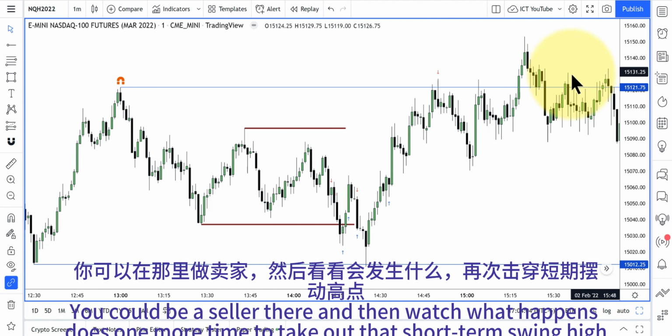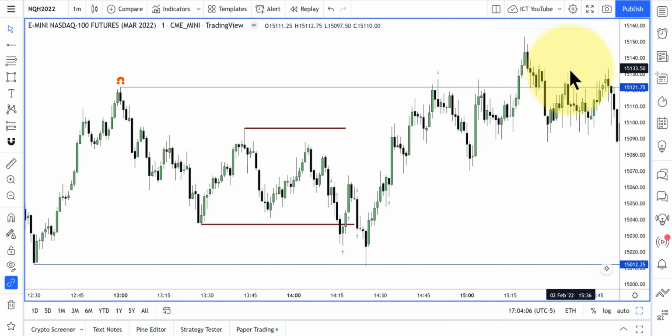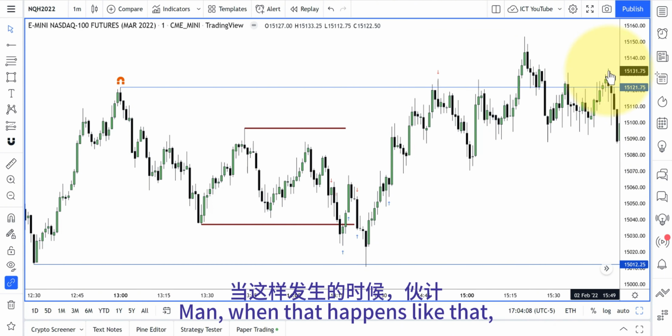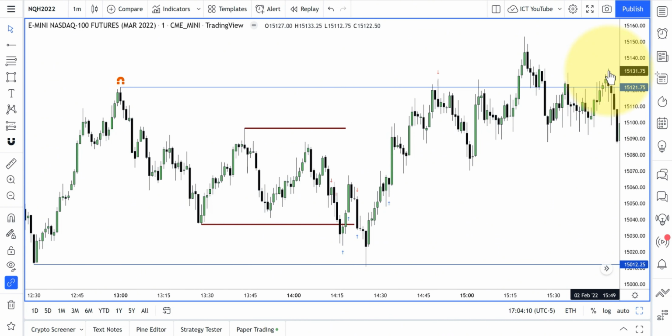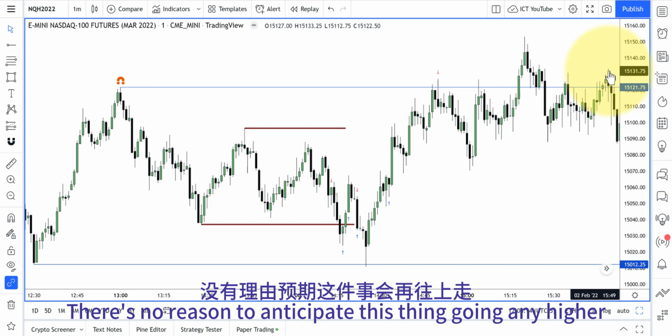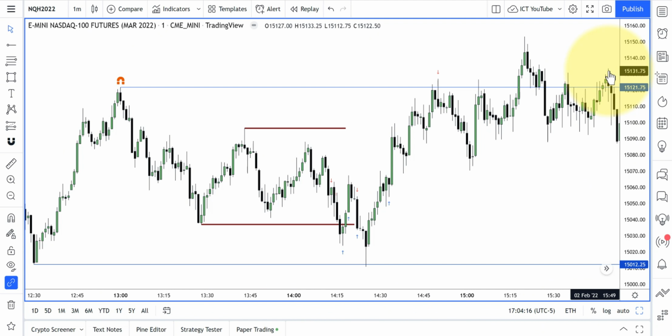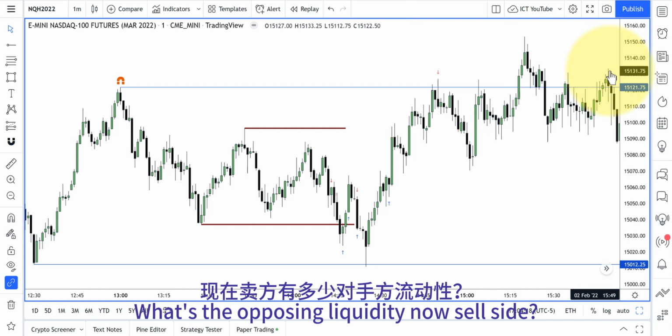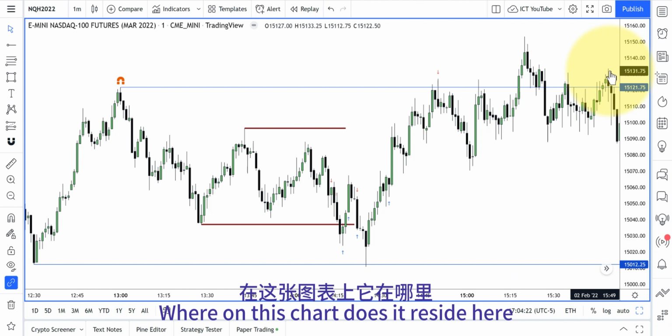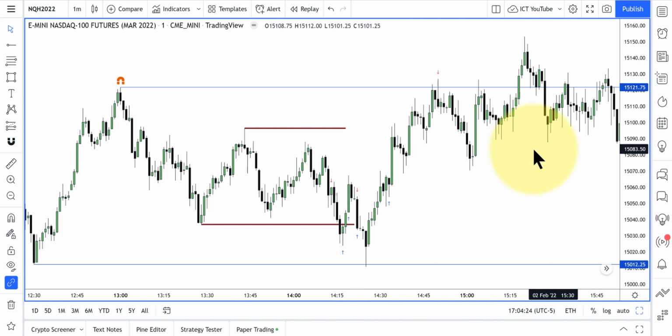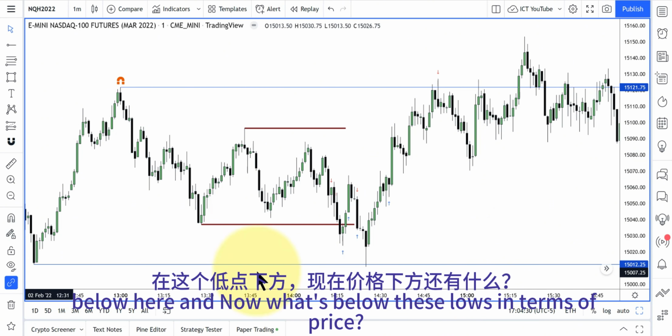It does one more time to take out that short-term swing high. Man, when that happens like that, it's over. It's done. It's over. There's no reason to anticipate this thing going any higher. What's the opposing liquidity now? Sell side. Where on this chart does it reside? Here, below here, below here.